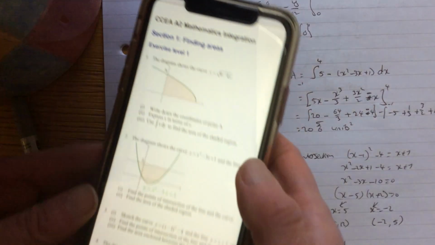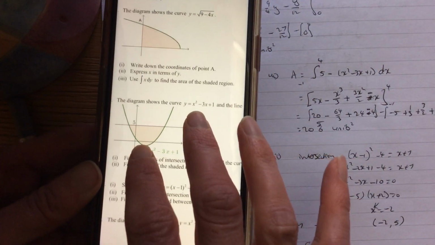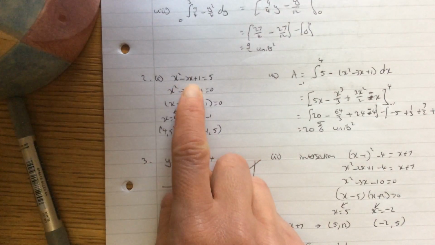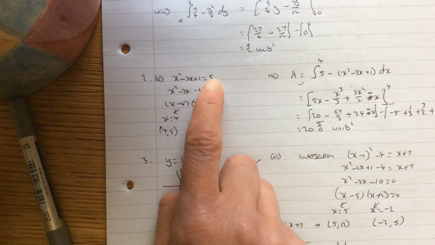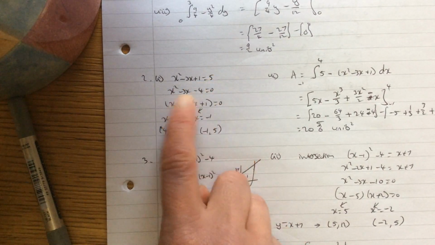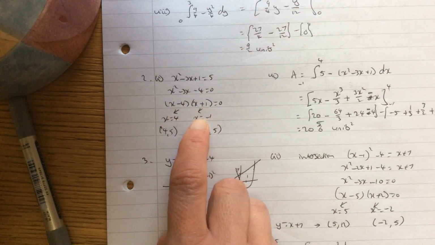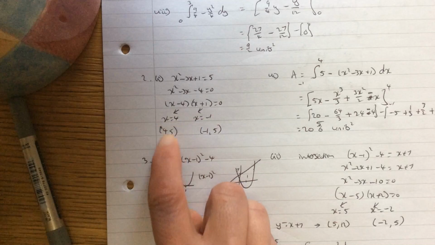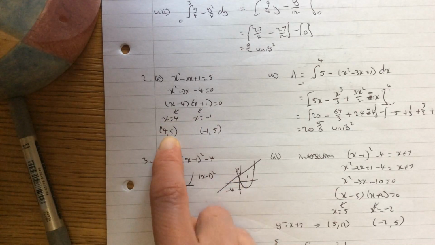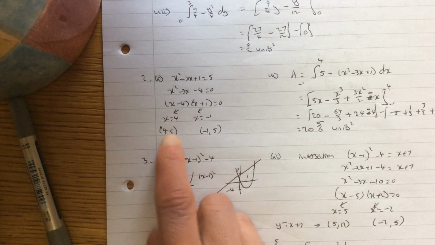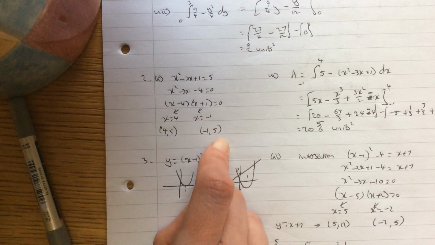Question 2. You've got this curve and the line. So always find the point of intersections. Take your curve, put it equal to the line. So quadratic, bring this over all on one side, factorise it. So you find your x points. Your y points are obviously 5 because the line is y equals 5. So next is 4, y is 5, and next is minus 1, y is 5.